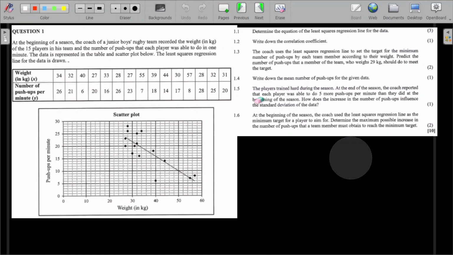1.1, determine the equation of the least squares regression line of this data. Again, how do you determine that? You punch the weight in kgs as x and the number of push-ups per minute as y into your calculator, and you get your value of a and write it down. You get your value of b and write it down, and then you write it in the form a plus bx, substituting the values of a and b in order to get the whole 3 marks. That's how you do that one.